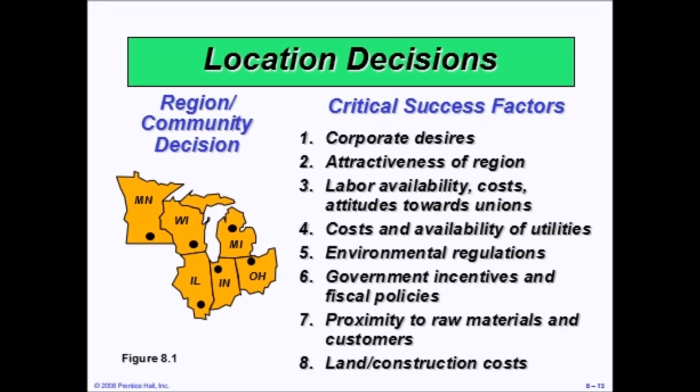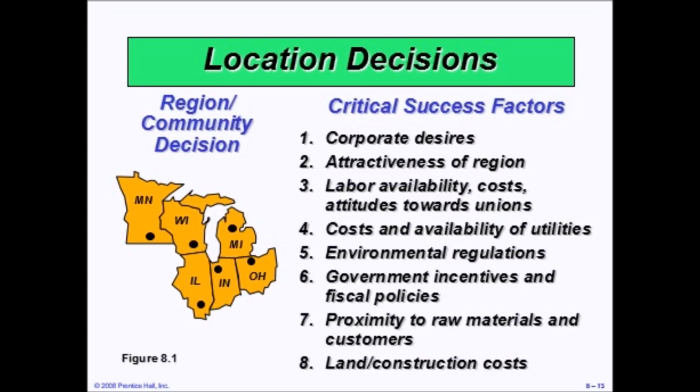For regional decisions, here are the critical success factors to be considered. First is the corporate desires. Second, attractiveness of region. Third, labor availability, costs, and attitude towards unions. Fourth is the cost and availability of utilities, environmental regulations, government incentives and fiscal policies, proximity to raw materials and customers, and lastly, the land and construction costs.